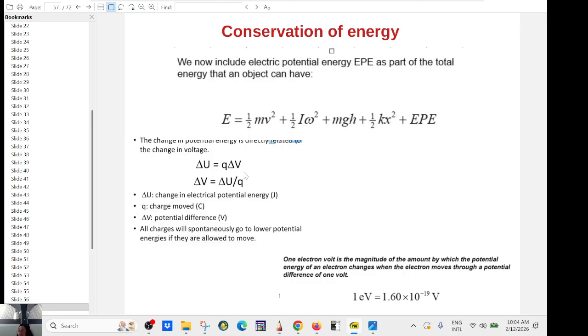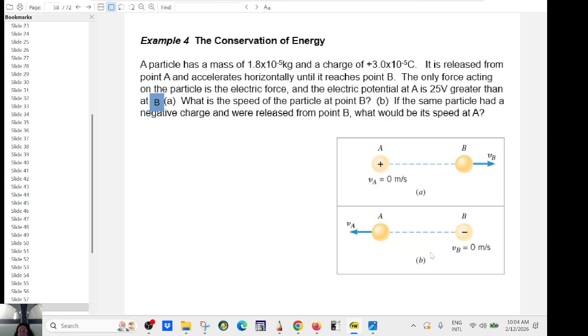Delta V is the voltage, the potential difference. Okay, the electric potential. That will be the potential energy because the voltage is the energy per unit charge. We know already that. So now we can use that for finding the speed. Okay, so try to do that.